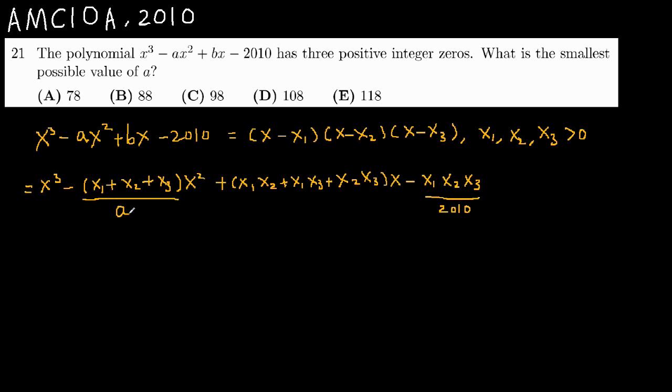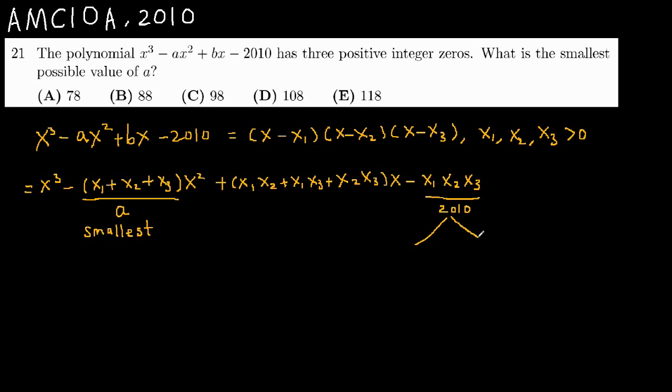So we have transformed the problem into this. Find the three positive integers whose product is 2010, but we want the summation of them to be as small as possible. So let's look at the factors of 2010.